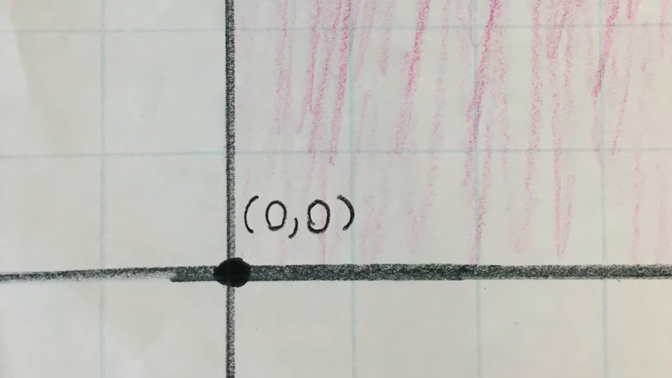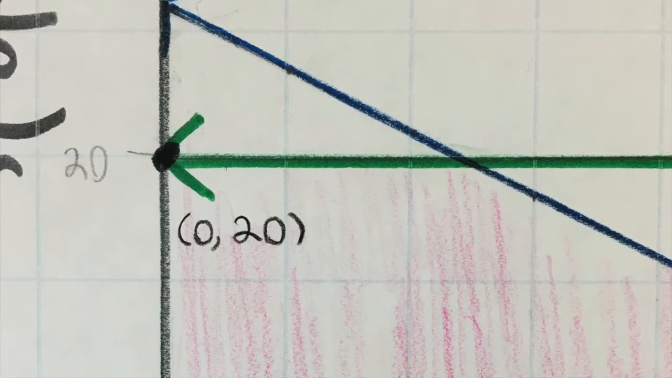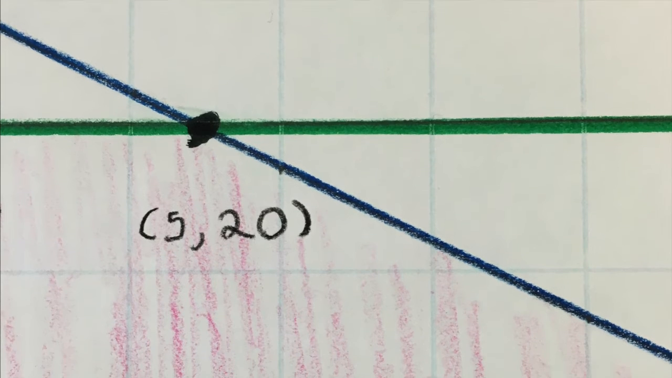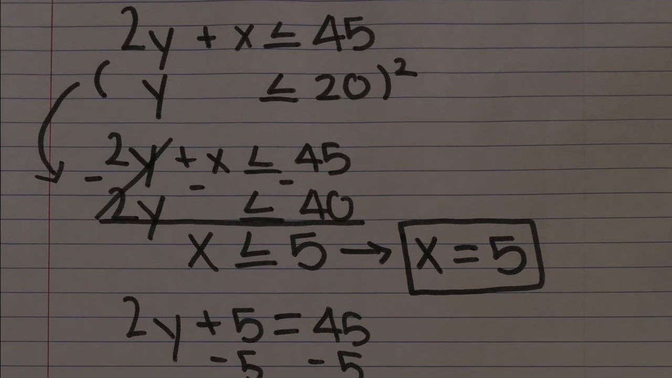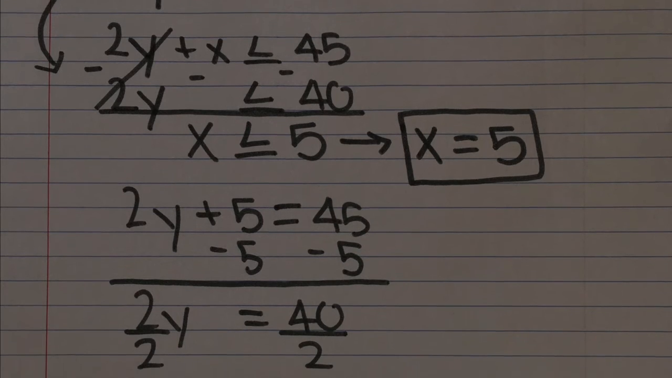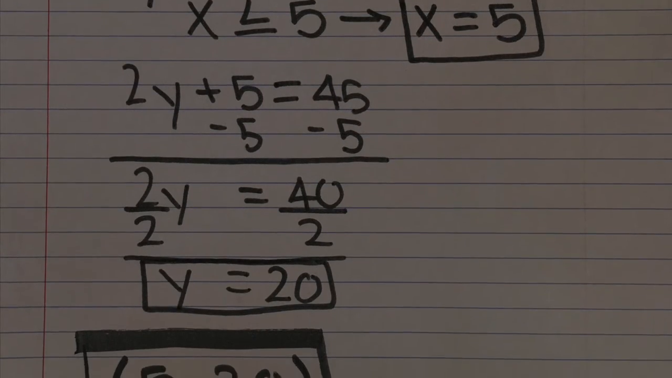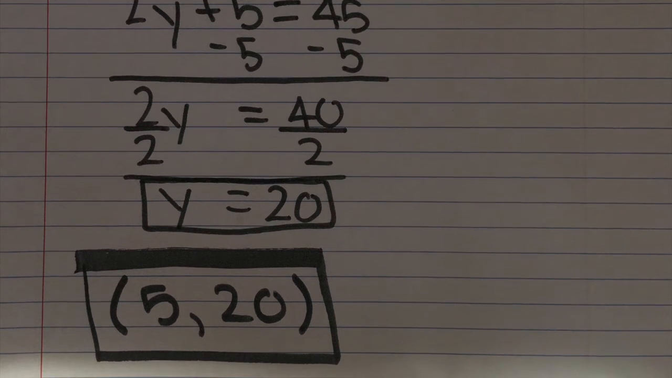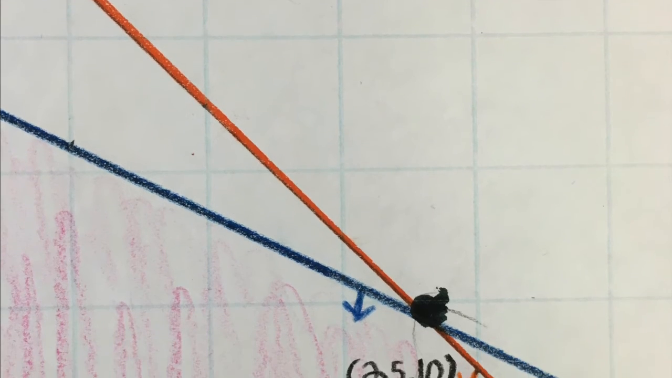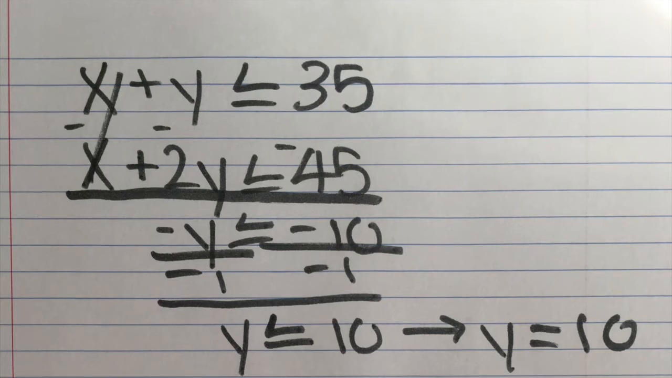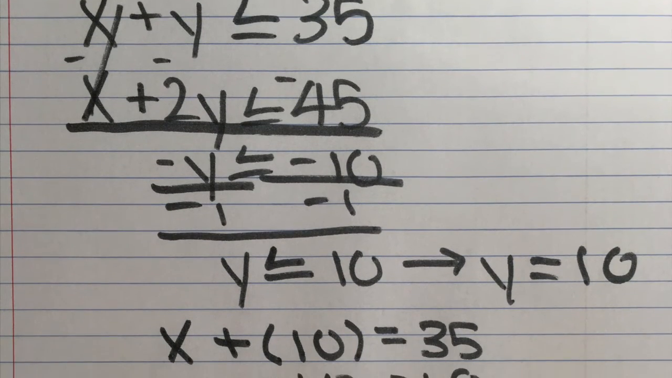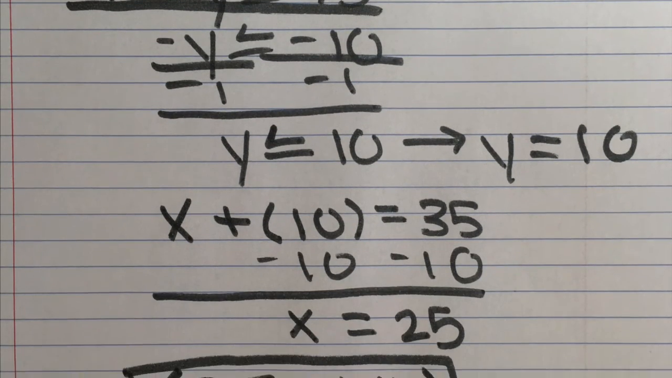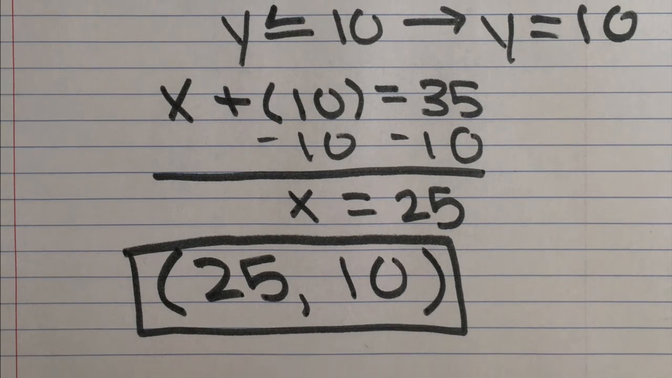Our next step is to identify the corner points of our shaded area. We have (0, 0), (0, 20), and (5, 20). Because (5, 20) is not on an exact point on our graph, we solve the system of equations to prove that x equals 5 and y equals 20. We have (35, 0), and our last point is (25, 10). Once again, (25, 10) is not on an exact point on our graph, so we solved another system of equations to prove that (25, 10) is the point on the graph.